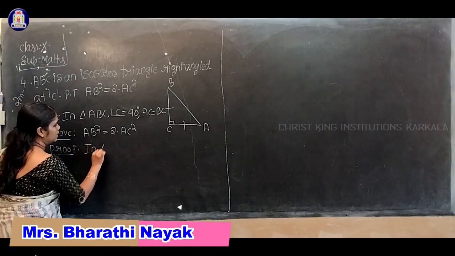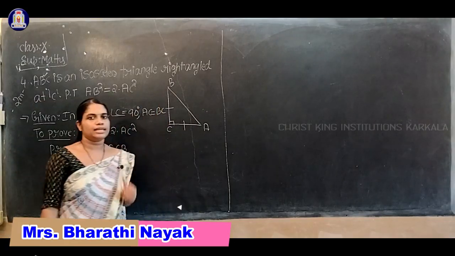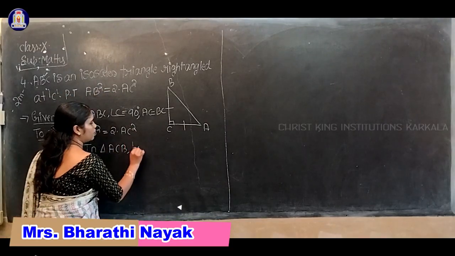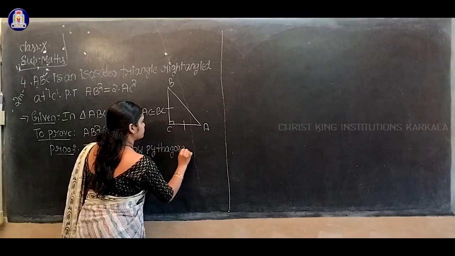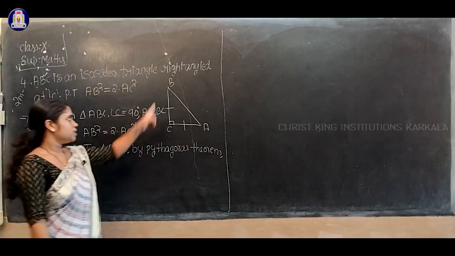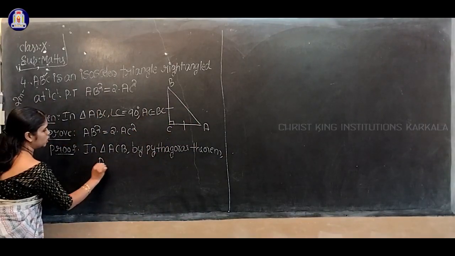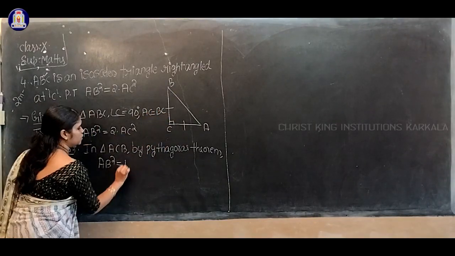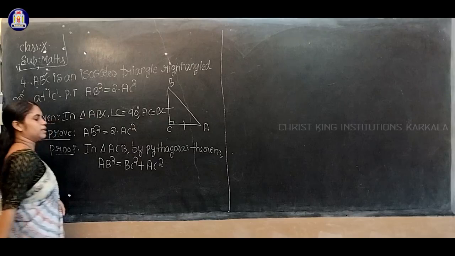So in triangle ACB, since it is a right angled triangle, can I apply Pythagoras theorem here? Yes, by Pythagoras theorem, the square on the hypotenuse, what is your hypotenuse side here? That is AB square. So AB square equal to the sum of the squares on the other two sides. Which are the other two sides? BC square plus AC square.